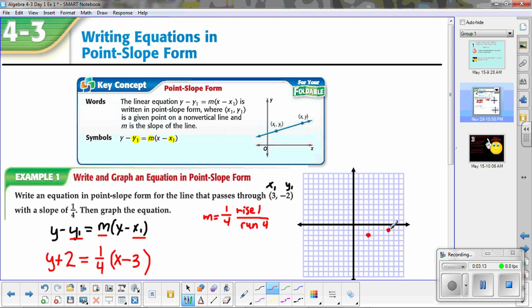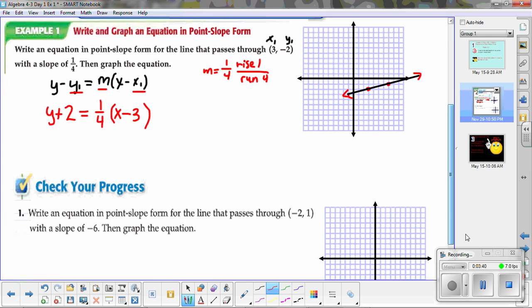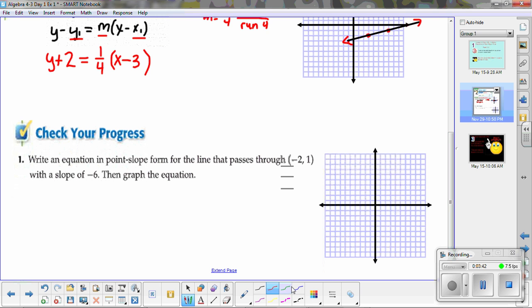If we wanted to keep going, it would end up going off the graph. So instead of rising 1, I could fall 1 and run backwards 4. And now you should be able to connect these points with a line and put arrows on the two ends to show that it keeps going in both directions. You may want to pause the video and try the next one on your own.